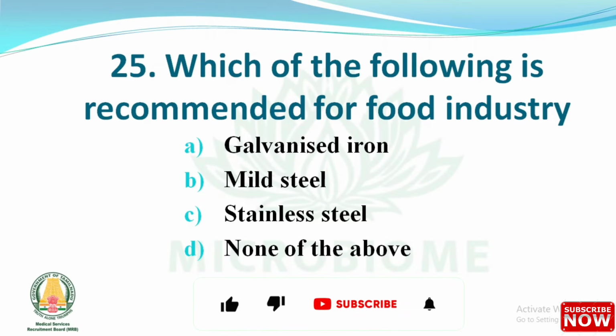And next, which of the following is recommended for food industry? The options galvanized iron, mild steel, stainless steel, none of the above. The right answer option C, stainless steel.